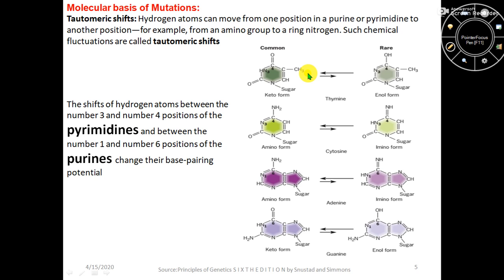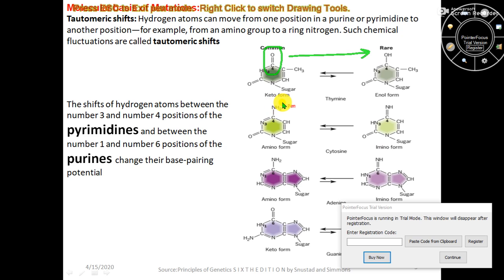Generally, the 3 and 4 positions of the pyrimidine and the 1 and 6 positions of the purine alter from enol form to keto form or keto form to enol form. Here is the keto form of thymine. It changes into the rare enol form. Here is the amino form of cytosine. It changes into the imino form. So this changes into the imino form.